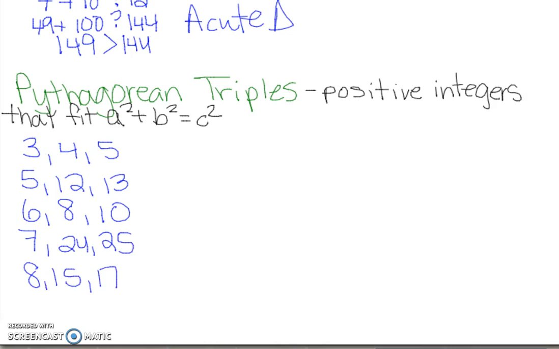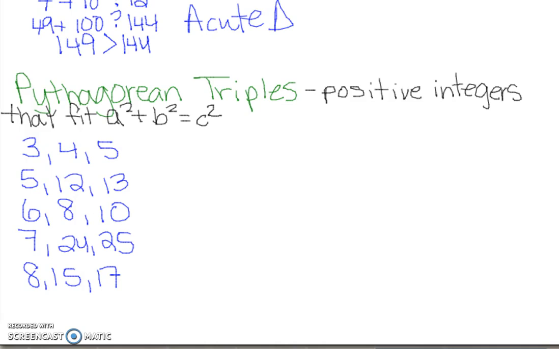Now, you will see these on any standardized test. That means the PSAT, SAT, ACT. I've seen it on the GRE, and I've seen it in other tests in the medical field. So it would be very beneficial for you to memorize these 5 sets of numbers because they are used very often. In fact, on your last worksheet, all of these except the 7, 24, 25 was used.